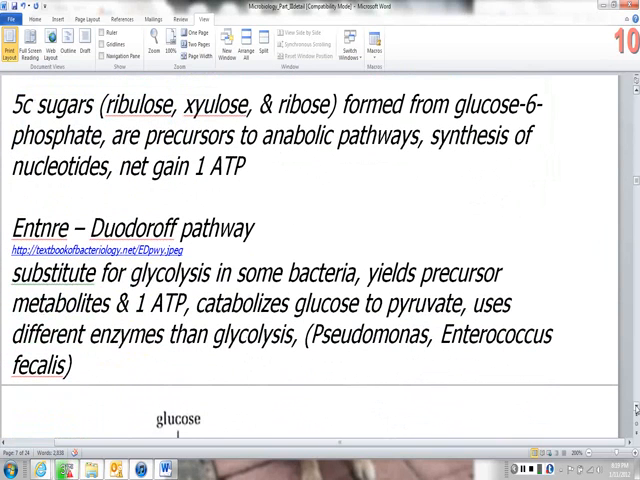The Entner-Doudoroff pathway is a substitute for glycolysis in some bacteria. It yields other precursor metabolites for the cell in only one ATP. The process catabolizes glucose to pyruvate like glycolysis, but uses different enzymes and different intermediate steps. This is found in organisms such as Pseudomonas and Enterococcus faecalis.